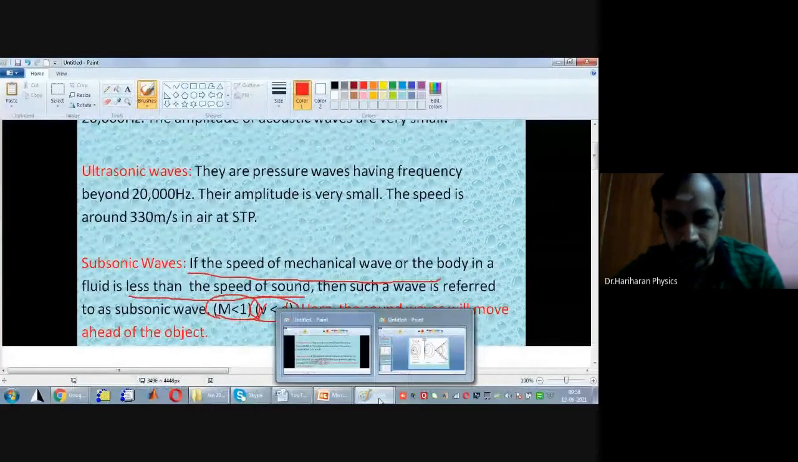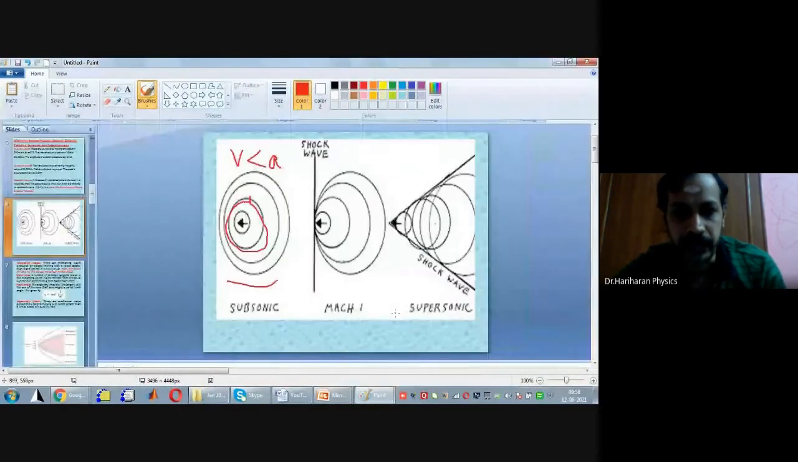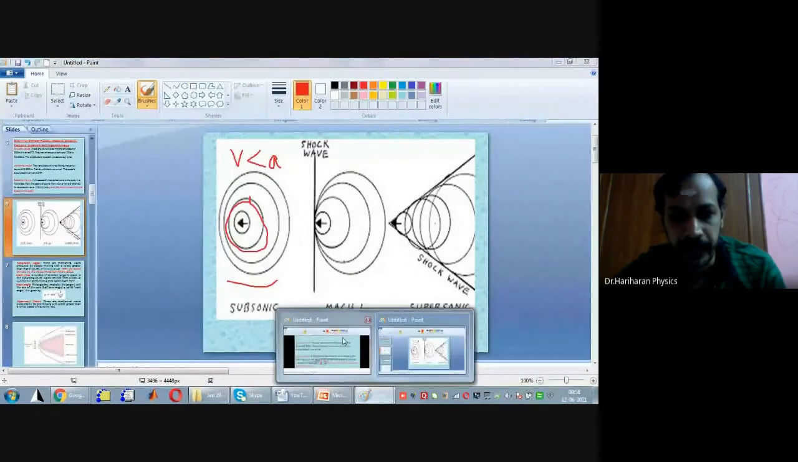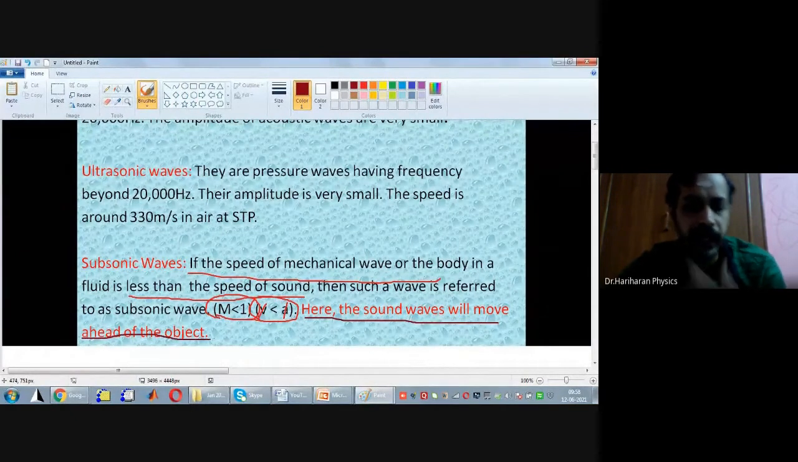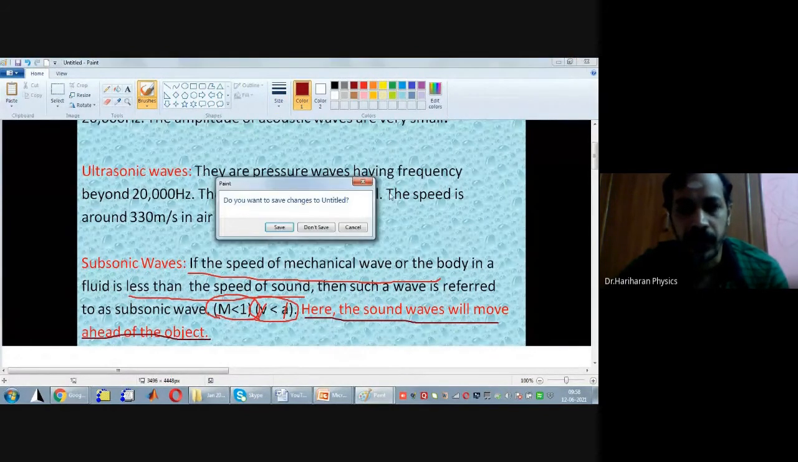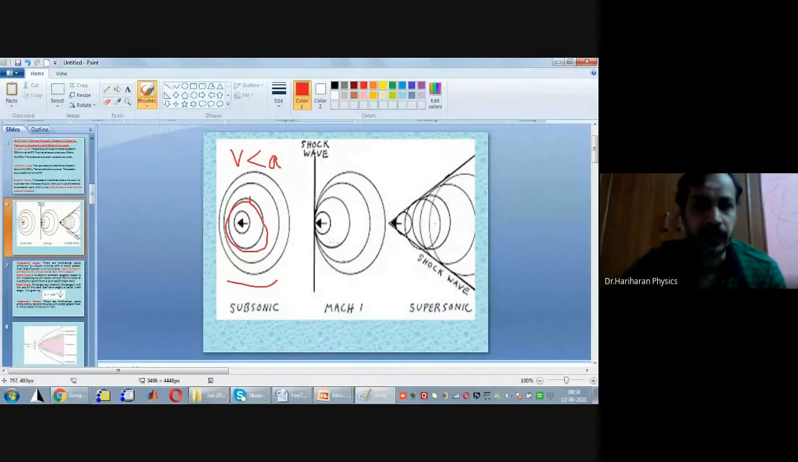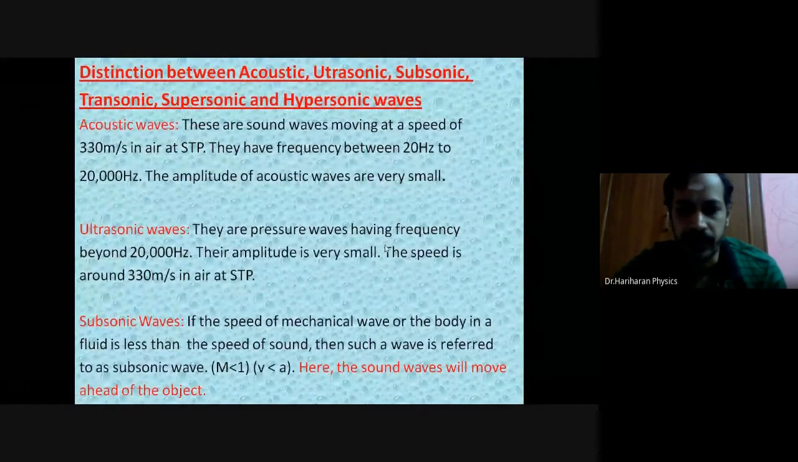If I go to my paint text, paint figure, you can see here that the speed of the object has been highlighted. The sound will move ahead of the object. That I have clearly illustrated in the figure. I don't want this paint. This is not required. This slide is over. Now this is my slide.